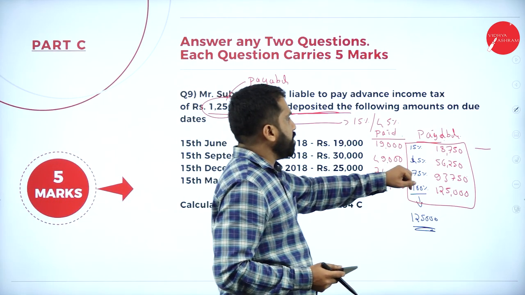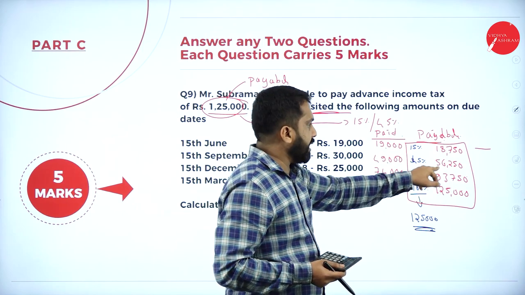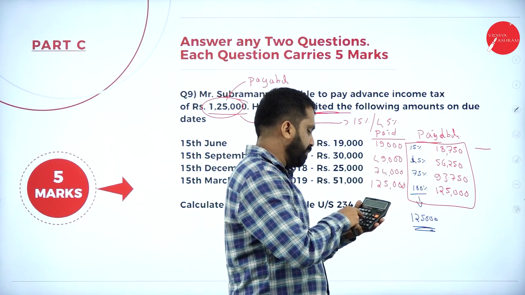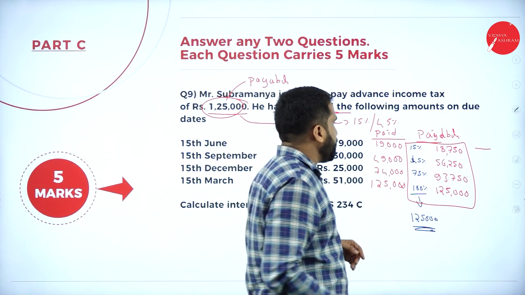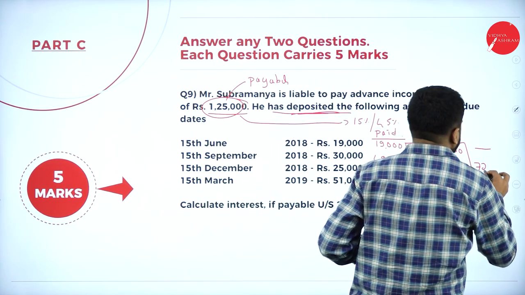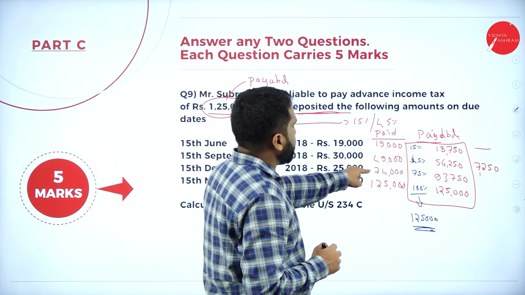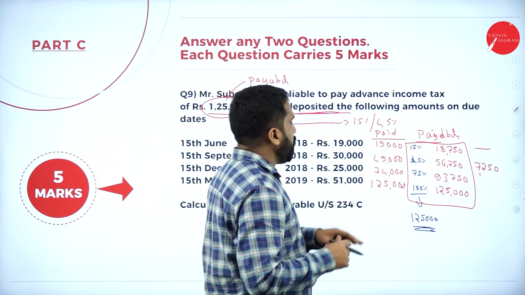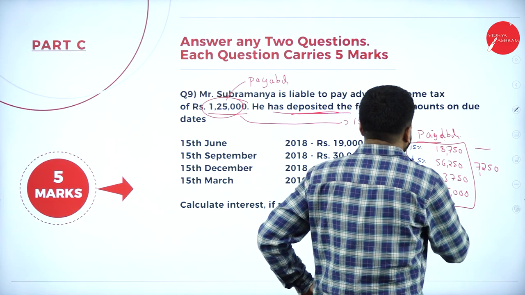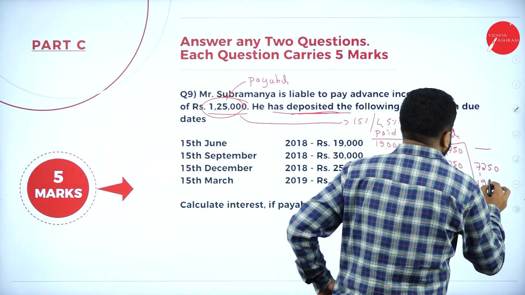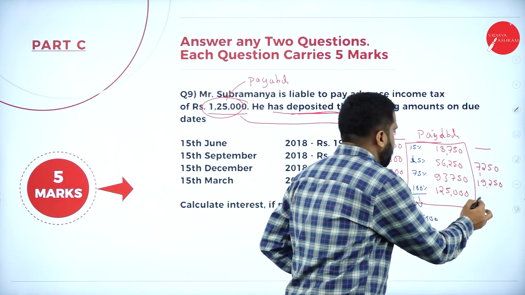Now, first year, payable is 18,750. Paid is more. Second one, 56,250 minus 49,000, 7,250 shortage. So 93,750 minus 74,000. How much paid less? 19,250 less. So this one is nothing.